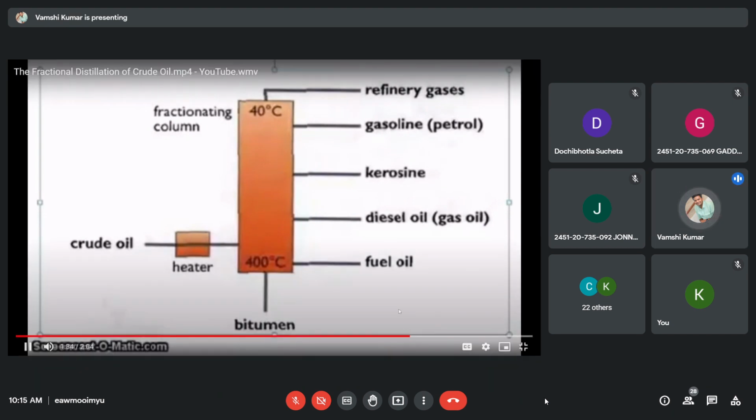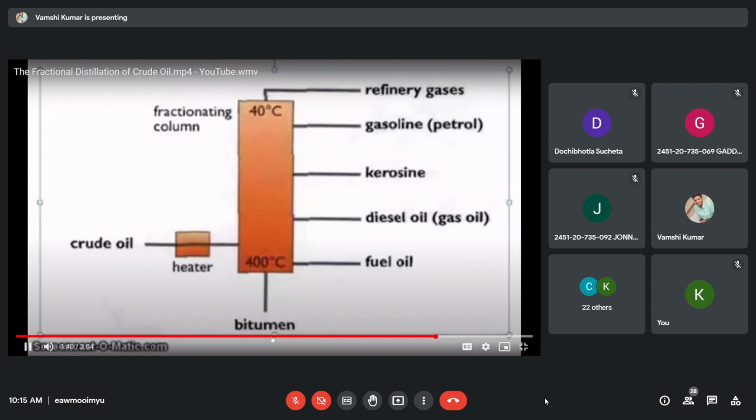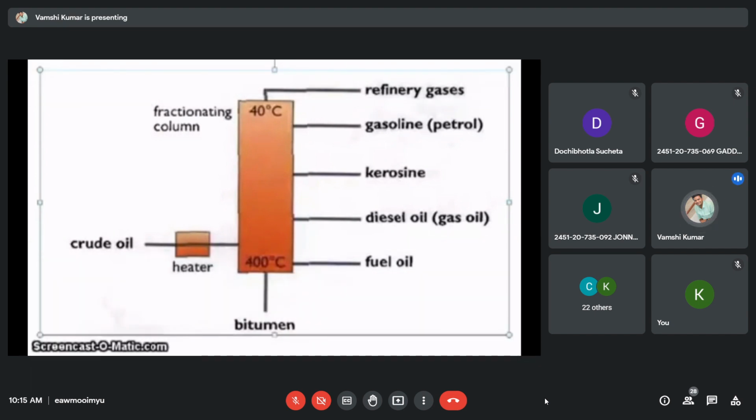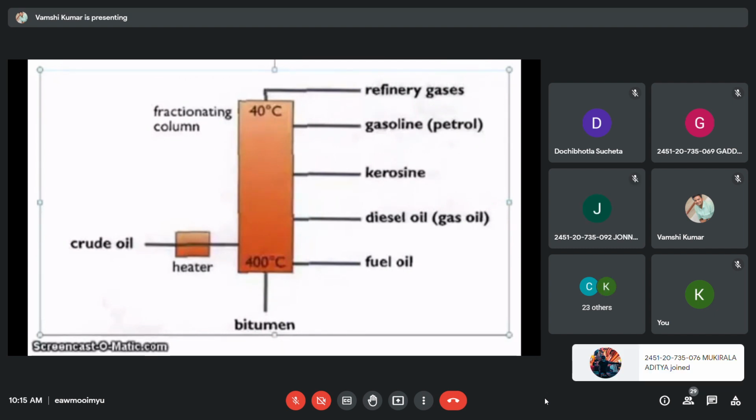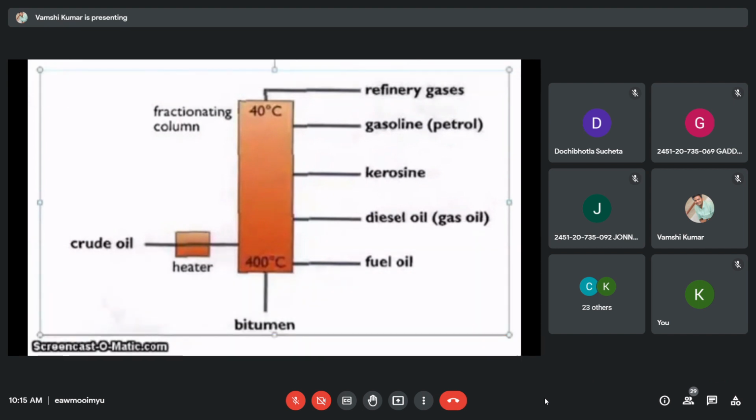At these separate points where they condense, we place pumps and harvest the different fractions, and we use them separately in everyday life. This process of fractional distillation is possible because of the temperature gradient and because of the differences between the boiling points of the fractions. This allows us to take an utterly useless substance that we call crude oil and turn it into several useful fractions that we use in everyday life.